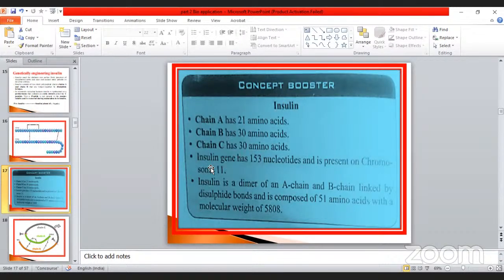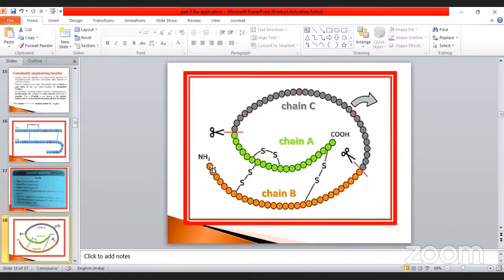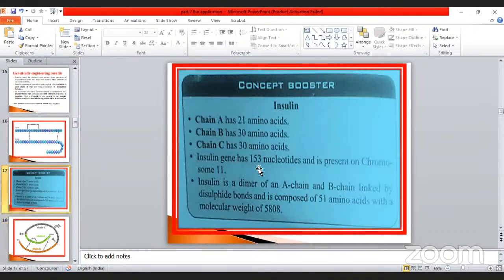Not only that, the insulin gene also has 153 nucleotides. See here, you just calculate from this end to this end. This is the carboxylic end. This one is called the amino end. You calculate how many nucleotides are present: 153. Don't forget, this is very, very important. The chromosome number 11 is also important. We have 46 chromosomes, 23 pairs. The 11th chromosome is responsible for the production of insulin. So the 11th chromosome is responsible for diabetes.